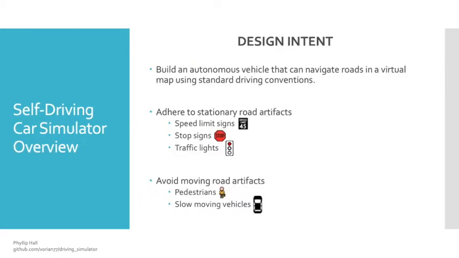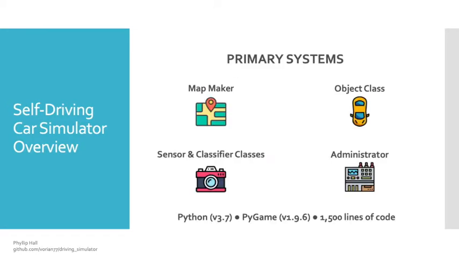The design goal for my simulator was a self-driving car that could drive through a virtual world using standard driving conventions. While driving, the car would have to successfully navigate common road artifacts, including adhering to signs and traffic lights, and avoiding moving objects such as pedestrians and slow-moving vehicles. I wrote the simulator around 4 primary systems.